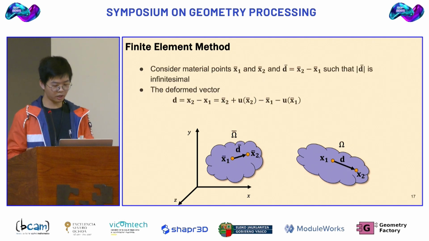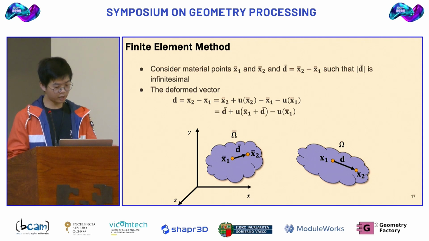To measure how large the deformation is, let's consider two material points, x1 bar and x2 bar, and the corresponding d vector that gives the translation. And this d is supposed to be infinitely small. And the deformed vector d for the deformed states can be represented by using the rest states with translation vectors as shown here. And here we can compute this x2 bar minus x1 bar using the rest translation vector d bar.